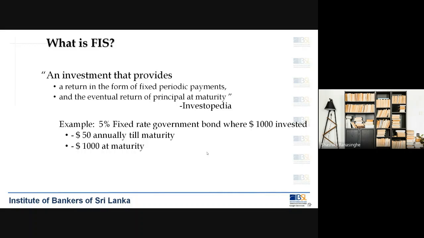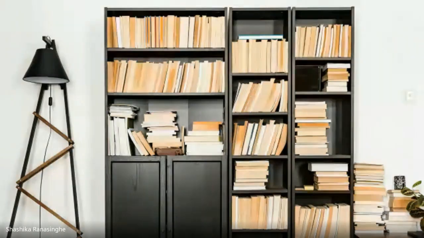So it's a return in the form of a fixed periodic payment and the eventual return of principal at maturity. So remember, you don't get the investment at maturity, but you get the face value at maturity, which may not be the investment amount. For example, if a 5% rate government bond where $1,000 is invested, it pays $50 annually until it matures. So let's do the working.